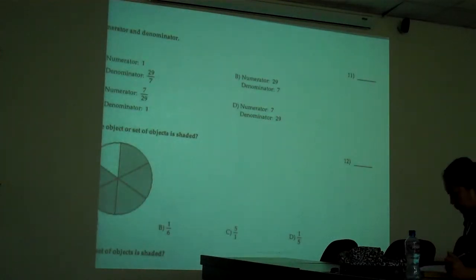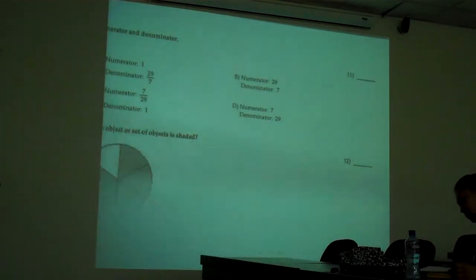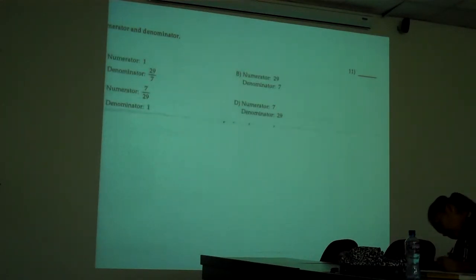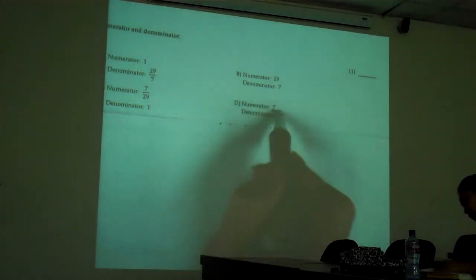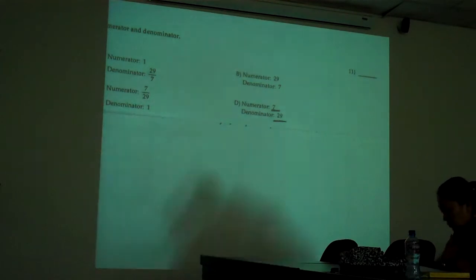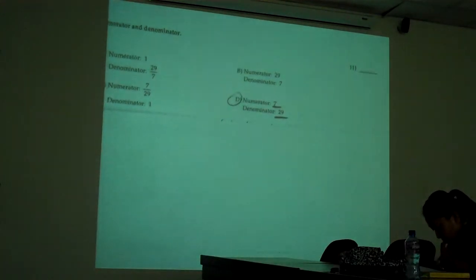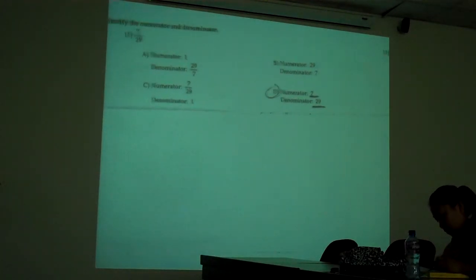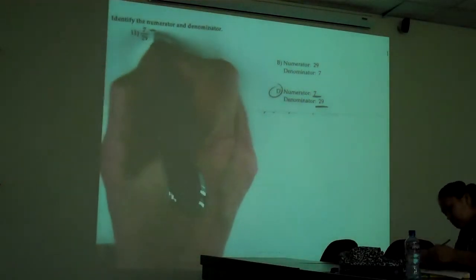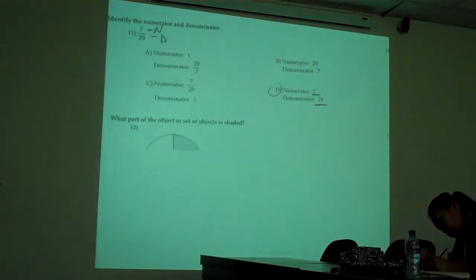Identify the numerator and the denominator. The numerator is the top, right? Numerator is 7, and the denominator is 29. So that's D. Sorry, it wasn't even where you could see it up there. 7 over 29. Numerator, denominator.